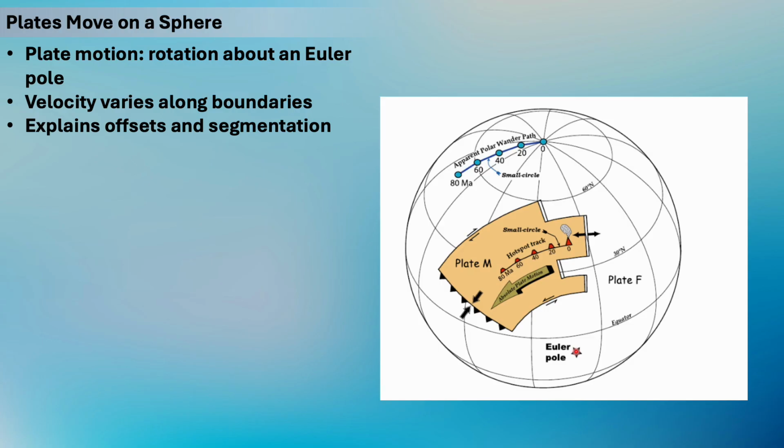So in this illustration here, plate M is moving in the direction to the bottom and to the left, centered around this Euler pole. So parts of the plate that are closer to this center of spin are going to move slower, whereas parts of the plate that are further away from the center of spin will move much faster. So in essence, parts of the plates are moving at different speeds.